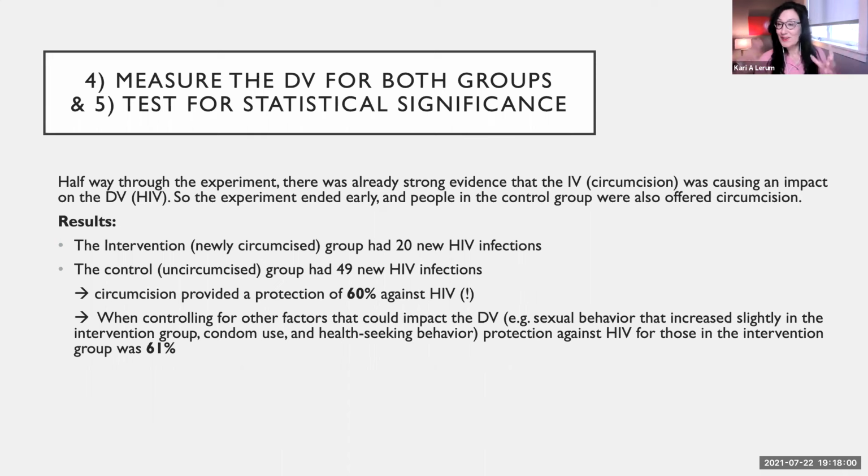Remember, they were controlling for all these factors simultaneously. So they concluded that circumcision in and of itself was able to provide a protection of 60% against HIV, which at that time was really remarkable. Cause for a lot of celebration and, wow. When controlling for other factors that could impact the dependent variables, such as sexual behavior, condom use, other sorts of things, protection against HIV for those in the intervention group actually rose to 61%.